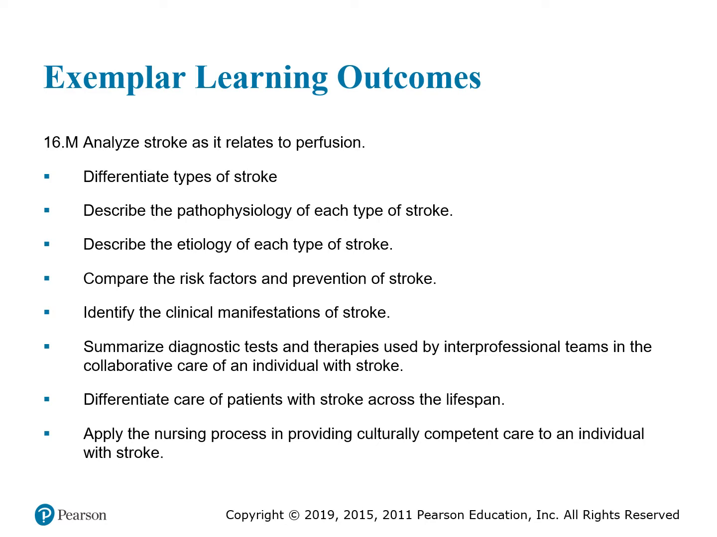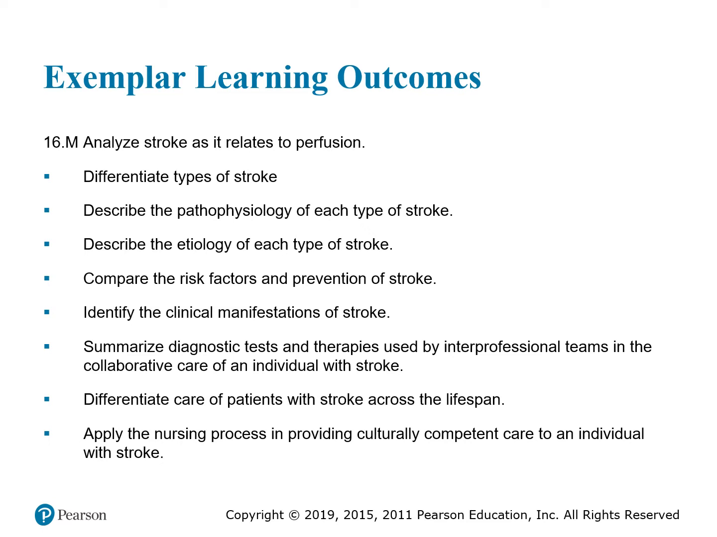Our learning outcomes are looking at the different types of stroke. We're going to look at 4 to 5 different types and what the cause is in each type. What is the patho? How does a stroke occur? What are some of the causes? What are the risk factors? Some are modifiable, some are not modifiable.